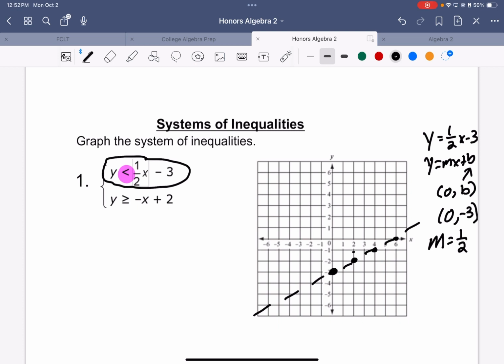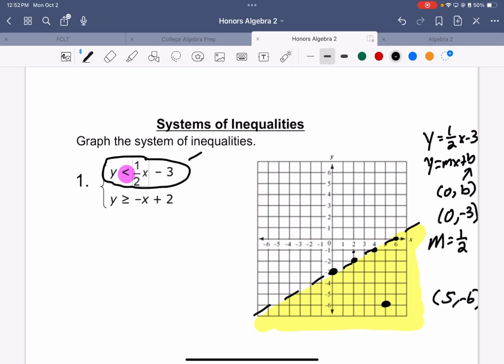And it also says less than, so that means I shade below. So all of my solutions for this inequality are going to happen in this region. So what does that mean? It means if I pick this point, and that's the point (5, -6), that if I plugged that in, it's going to make a true statement.